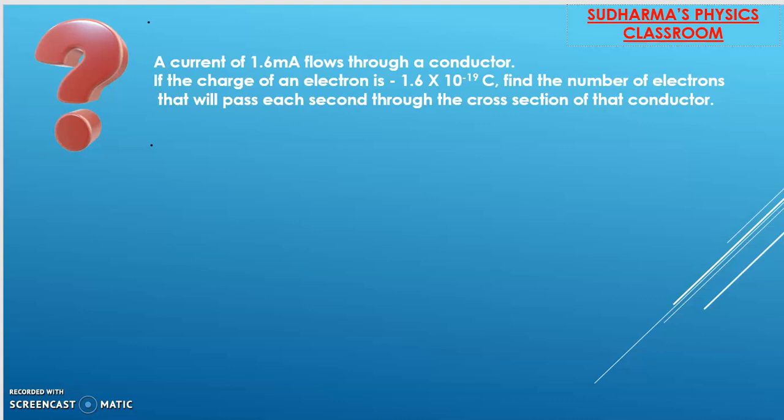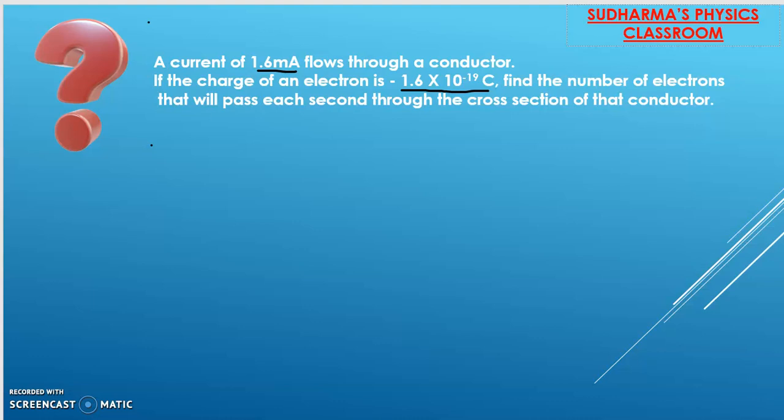A current of 1.6 milliampere flows through a conductor. If the charge of an electron is minus 1.6 into 10 power minus 19 coulomb, find the number of electrons that will pass each second through the cross section of that conductor. So let's write down the data. Let's read the question once again.